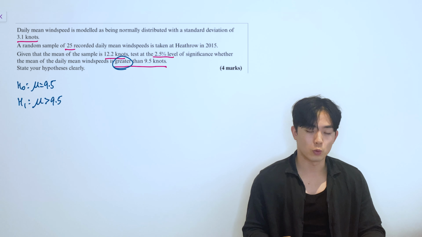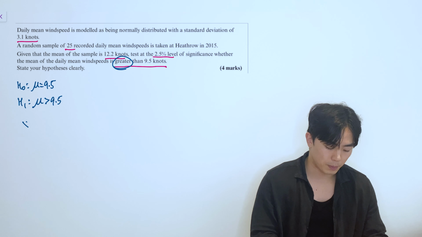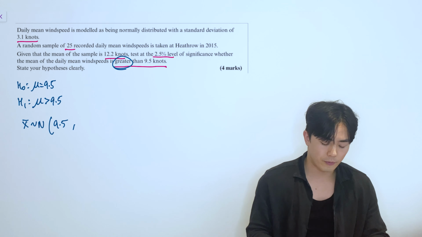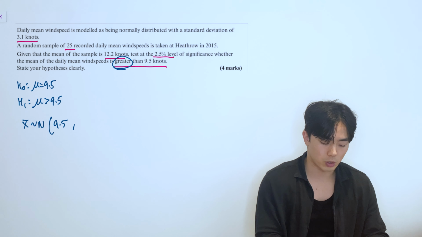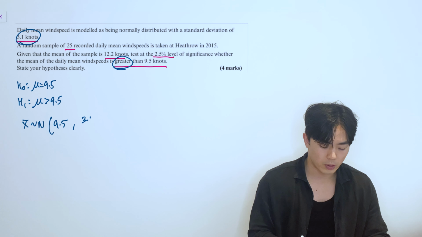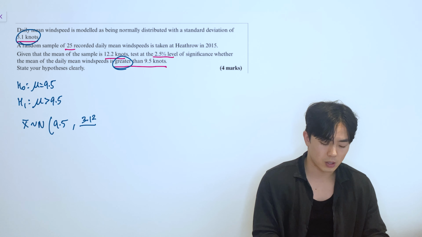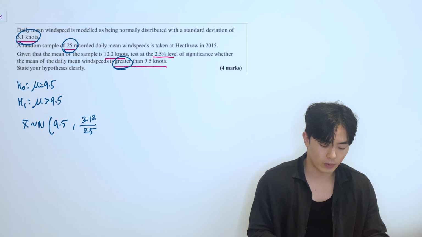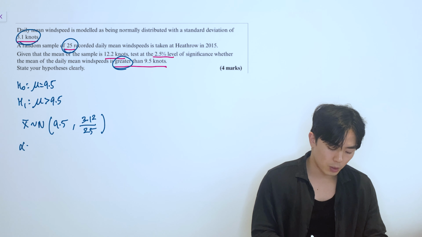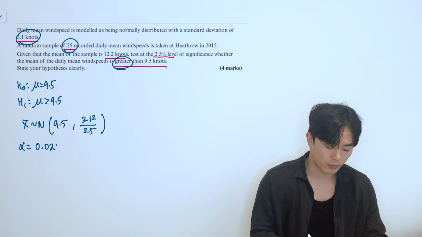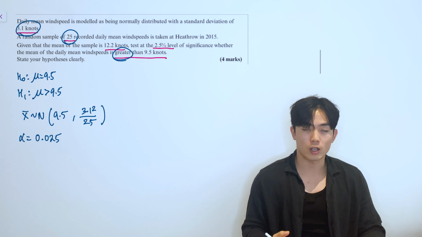We can now work out our distribution. So X bar is going to be normally distributed with mean of 9.5 and variance of, just remember, it's sigma squared over n now, right? So the standard deviation was 3.1, so 3.1 squared over n, being the random sample of 25. Okay, so this is our distribution. The significance level is 2.5%, so it's going to be 0.025, like so. And so now we can go about doing the test.